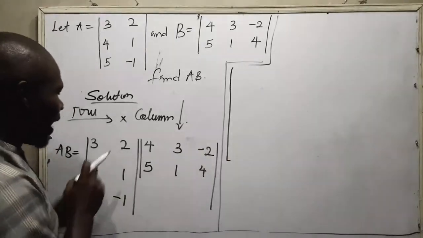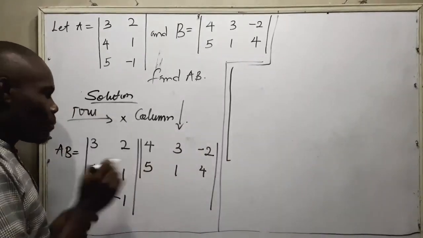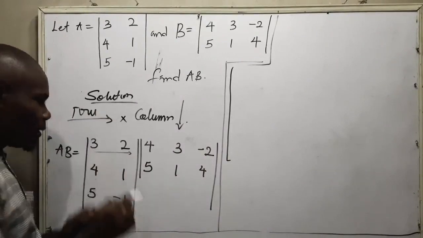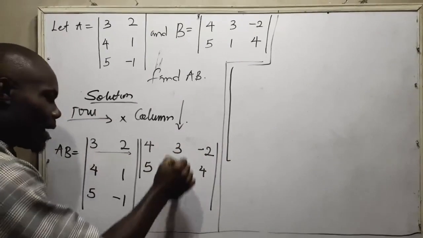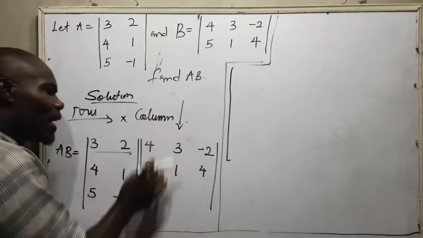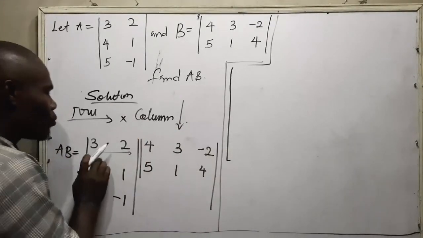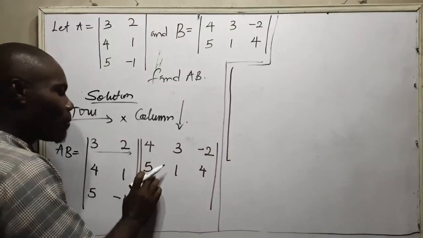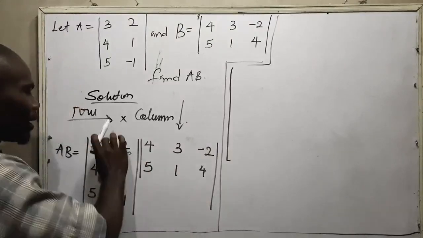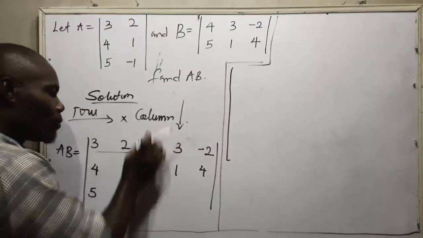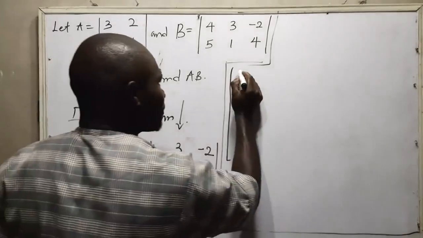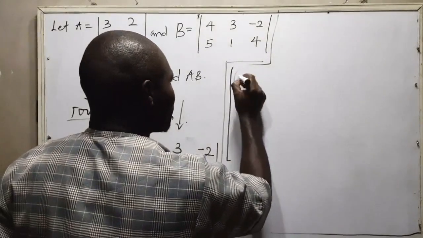So let's start. The first procedure is this: we multiply this row by the columns, one by one. This gives us row 1, column 1, row 1, column 2, row 1, column 3. Because this is row 1, column 1, let's start multiplying. So 3 will multiply 4. Let's try to write it here.